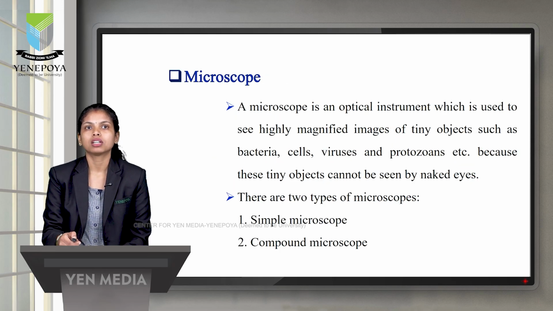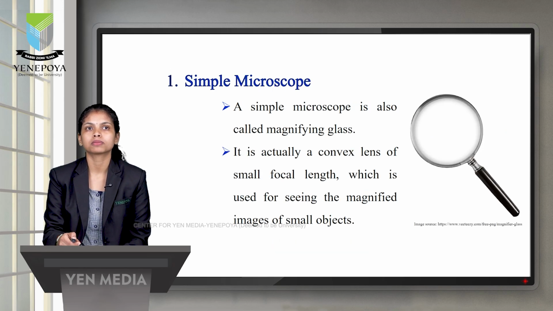Microscopes and its types. A microscope is an optical instrument which is used to see highly magnified images of tiny objects such as bacteria, cells, viruses, and protozoans, because these tiny objects cannot be seen by our naked eye. There are two types of microscopes, namely simple microscope and compound microscope. A simple microscope is also called a magnifying glass. It is actually a convex lens of small focal length which is used for seeing magnified images of small objects.